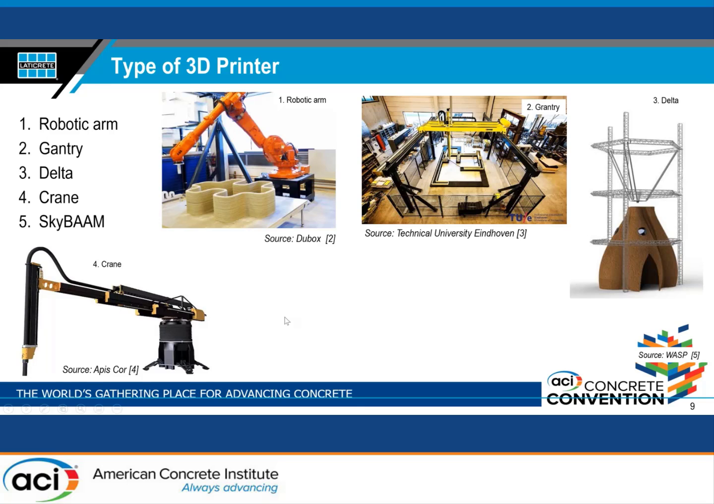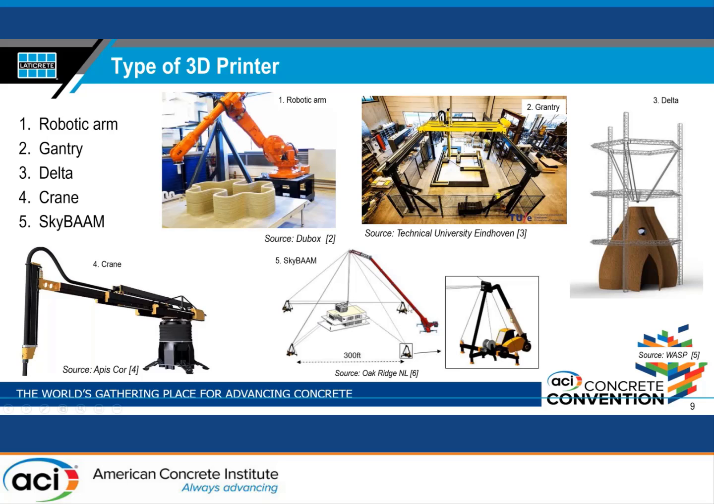The fifth one is known as the SkyBAM. The SkyBAM, also known as Big Area Additive Manufacturing, is a 3D printer developed by Oak Ridge National Lab. The SkyBAM has the printer head mounted by wires. One wire controls the vertical movement, while the other 4 in this picture are synced to move the printer head around the printing area. The same principle is used for SkyCam.